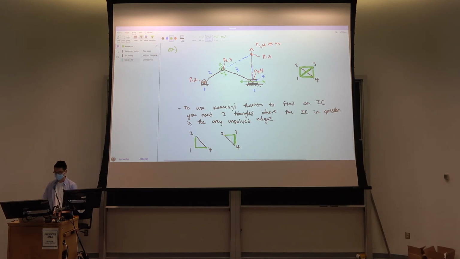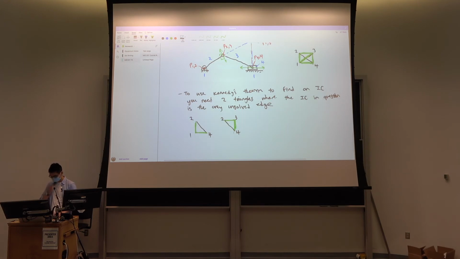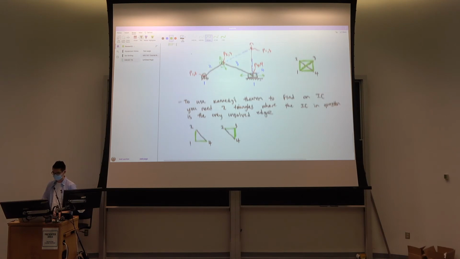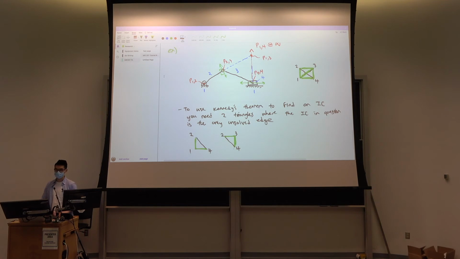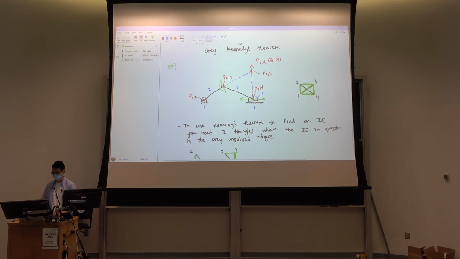So now we have these two triangles, right? And you can see there are two triangles where the instant center in question is the only unsolved edge. So now we know that we can find this instant center 2, 4 using Kennedy's theorem. And the way that you do that is kind of like the two-velocity method. You're going to end up drawing two lines, and where they intersect is the instant center. So let's look at this left triangle first, 1, 2, 4. So P12 and P14 have been found. P14 is off at infinity, and P12 is at this turning pair at the bottom left.